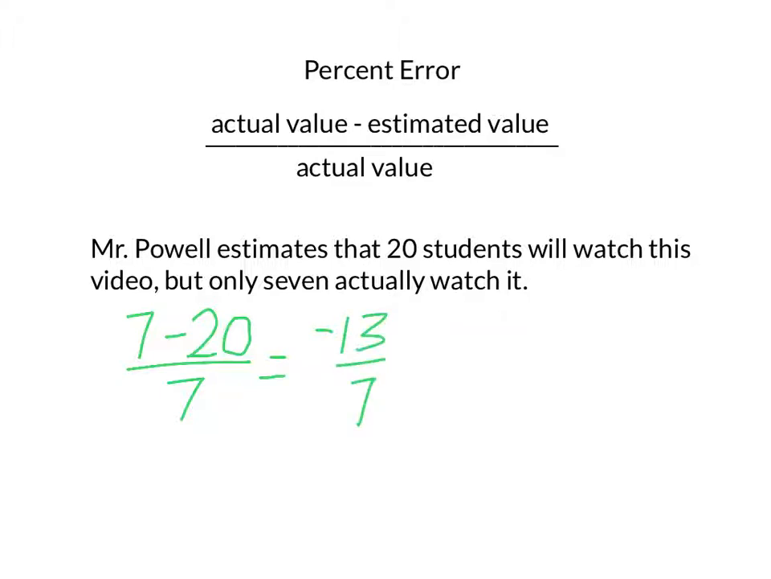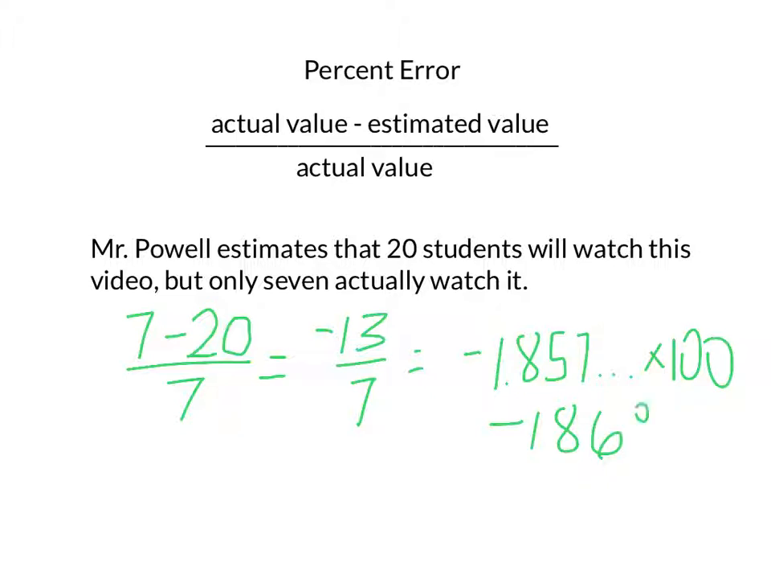So when we divide that, that equals negative 1.857, and it goes on from there. Well, remember, to turn this into a percent, we still need to multiply it by 100. So that would be negative 186 if we round to the nearest percent error. And now the negative indicates that the estimate was over, or that the actual number was less than the estimate.